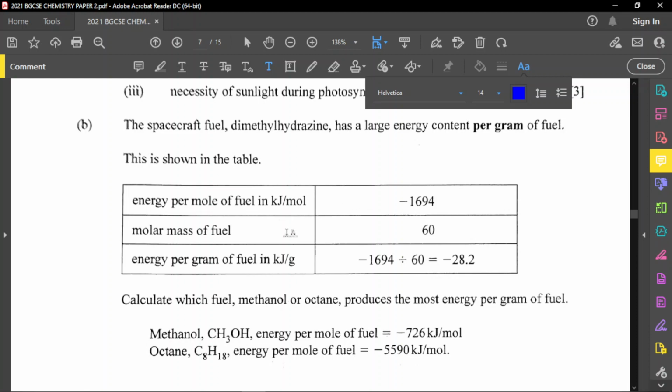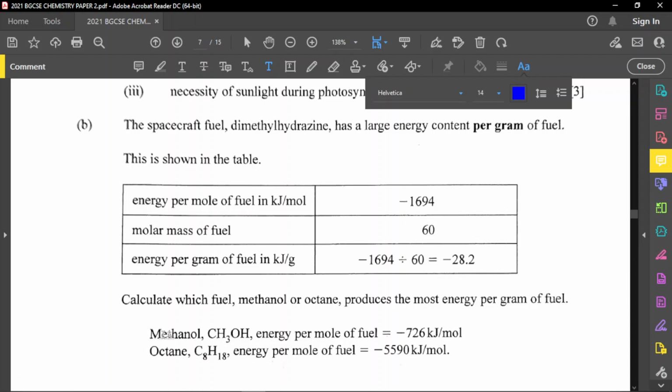And so the molar mass here is 60. The energy per gram in the fuel, in kilojoules per gram, is minus 1694 divided by 60. So you just divide the energy per mole by the molar mass, and you should get the energy per gram of the fuel. So right here: calculate which fuel, methanol or octane, produces the most energy per gram of fuel.